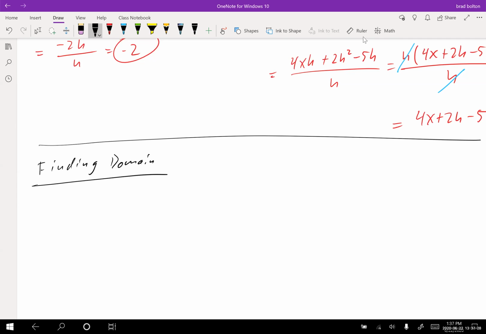So let's say that I have g of x equals x squared minus 9. Is there anything that would have like division by 0 or complex numbers or imaginary numbers? Can I plug in x and I'll always get an answer? So pick any number in your head and plug it in.